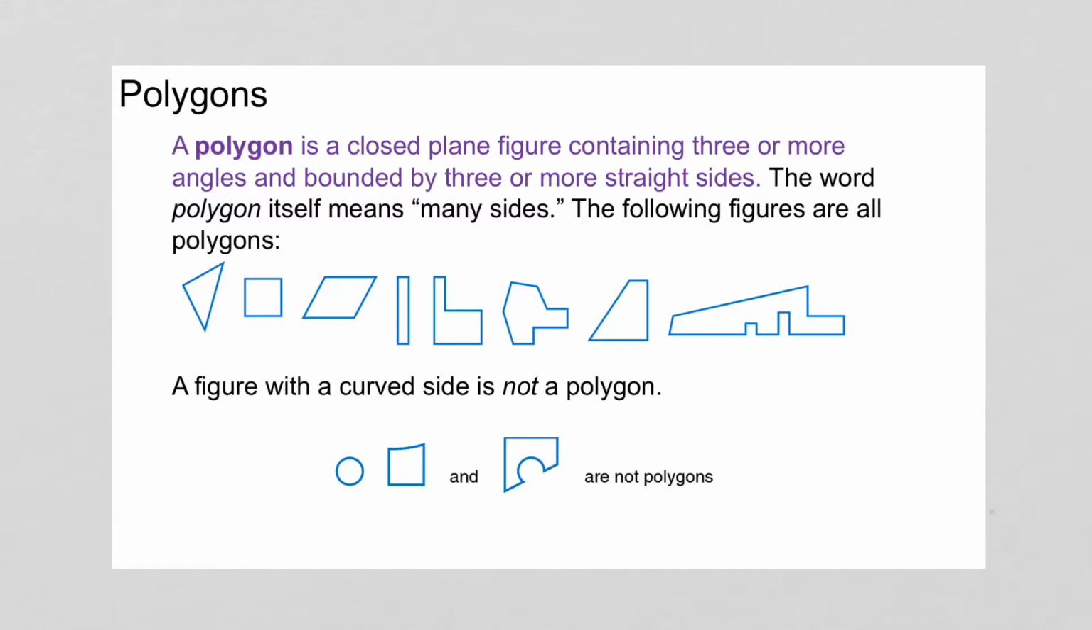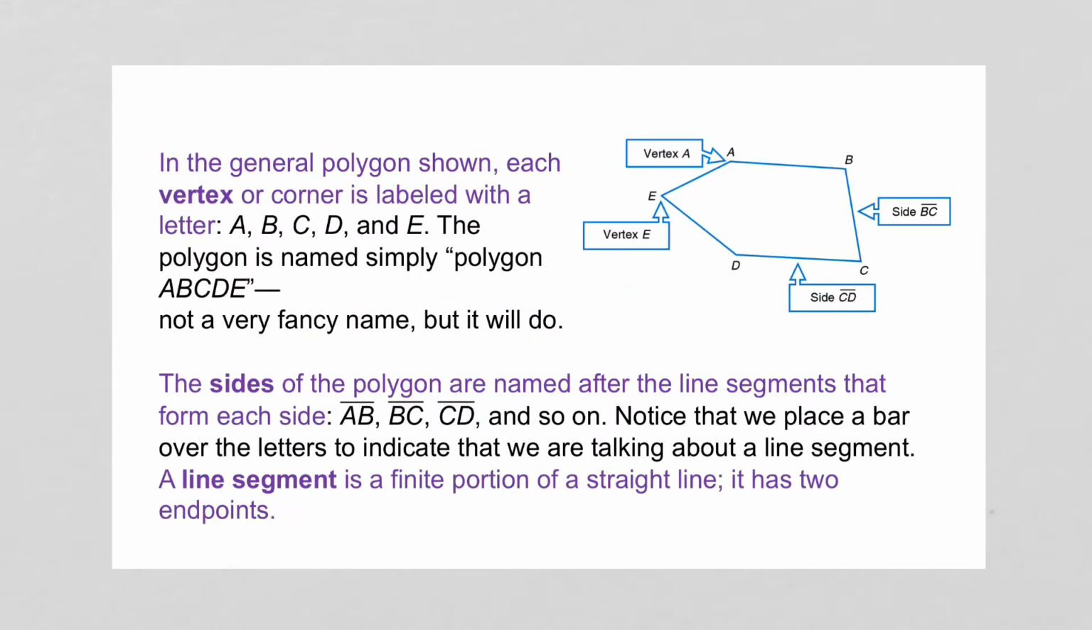They can even be concave like this, as long as they're straight on each side. A circle or something with a curved side is not a polygon. In the general polygon, the vertices are the points where each side meets. So those are the vertices. And then the sides are the straight line segments there.